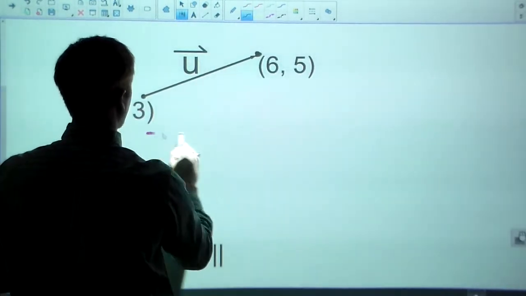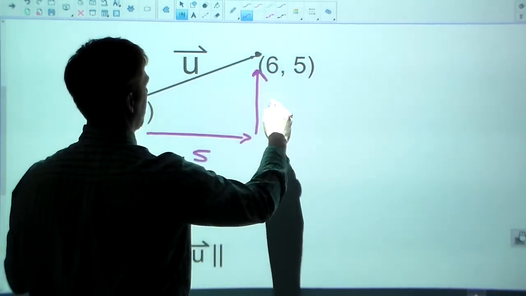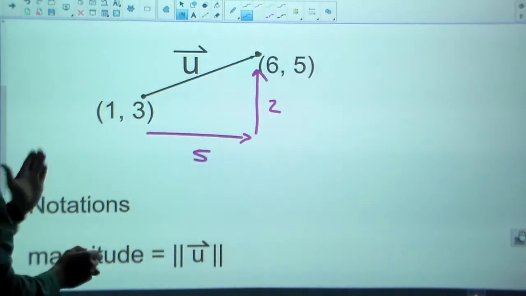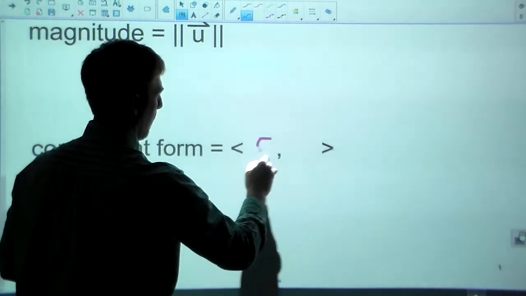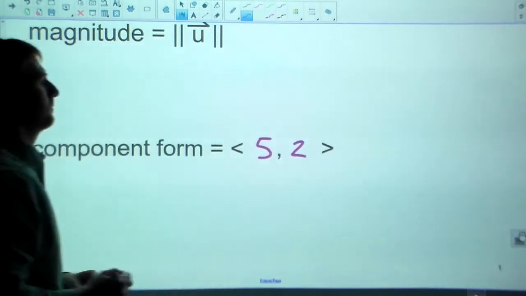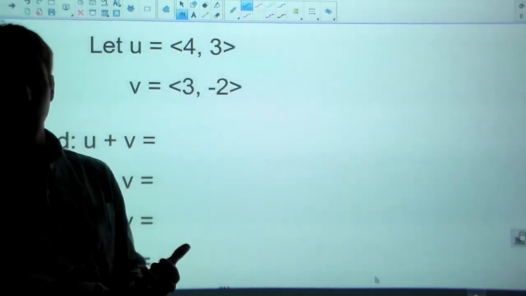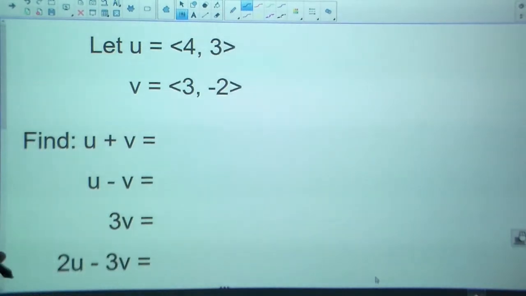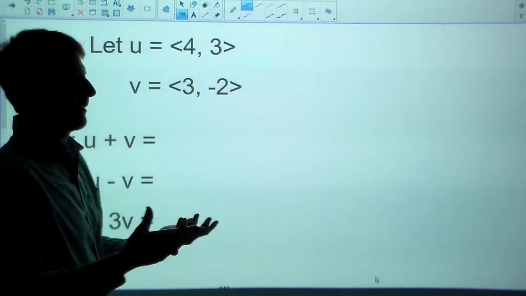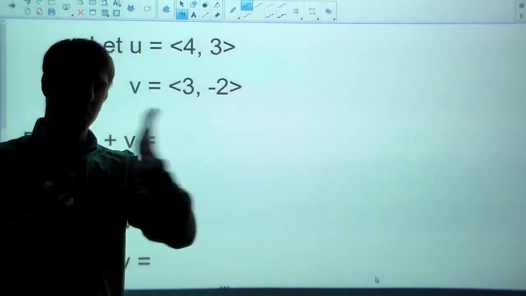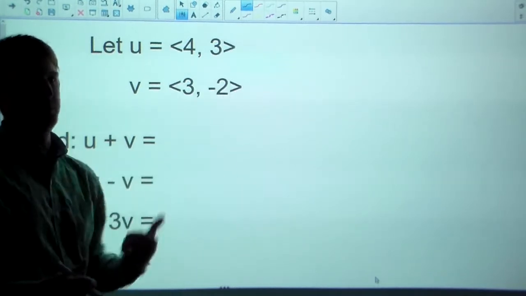So just to make an example of this one. You're going over to the right 5. You're going up 2. And that would be your component form, ⟨5, 2⟩. Again, that shows you go over 5 and up 2. And you have those little pointy brackets. So let's do some actual work with multiple vectors and put them together. So let's say we've got a vector that's ⟨4, 3⟩. And again, that doesn't matter where it starts. Wherever it starts, it goes over 4, up 3. You've got another vector that goes over 3, down 2.